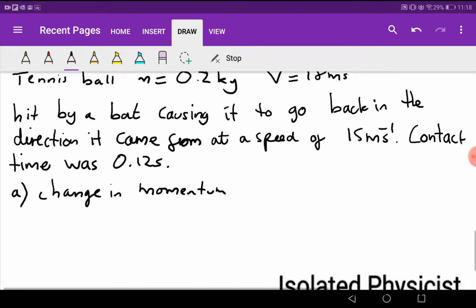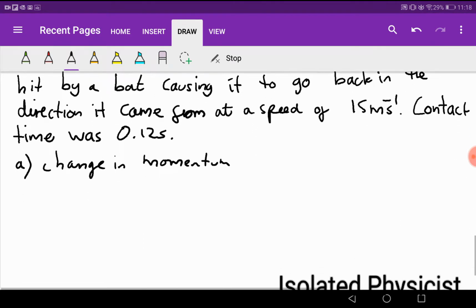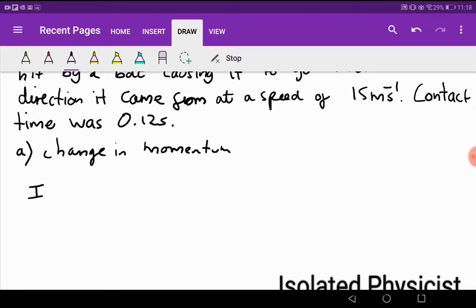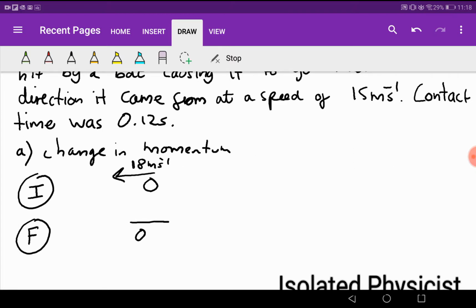So what we have to do, first thing you do is draw a diagram. And I would do an initial diagram. So the ball's going this way at 18. And a final, it's going this way at 15. And you can draw a bat in if you like, but you don't need to. So pick a positive direction. So I'm going to say that this way is my positive direction. And I'm going to work out my change in momentum.